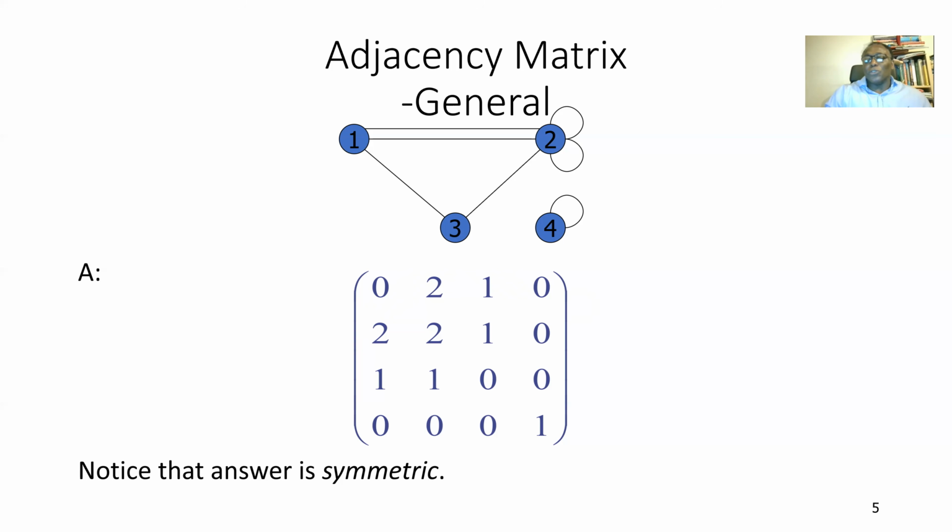Now I'm going to the third row, so I'll be in vertex 3. 3 to 1, I have 1. 3 to 2, I have another 1. 3 to 3, there's no loop, so it's 0. 3 to 4, there's nothing, so it's 0. 4 is like a vertex by itself. 4 does not connect to any of the vertices, so everything is 0, except we have one loop, so we have 1. So that's how it works.